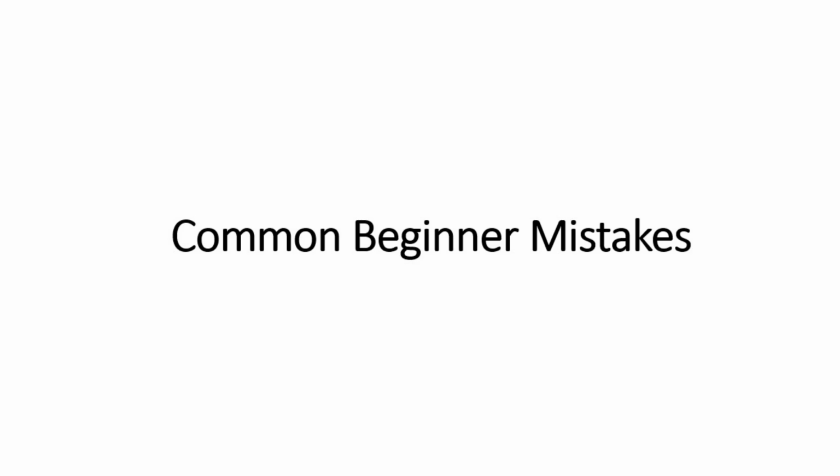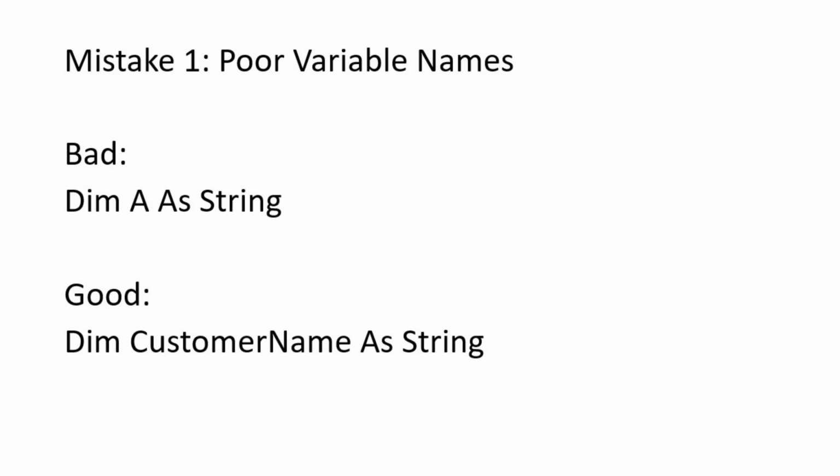Let's look at mistakes beginners make all the time. Mistake 1: Poor variable names. Sometimes beginners will say Dim A As String. On the other hand, it is good practice for you to say Dim customerName As String. Your variable name should describe what it stores.